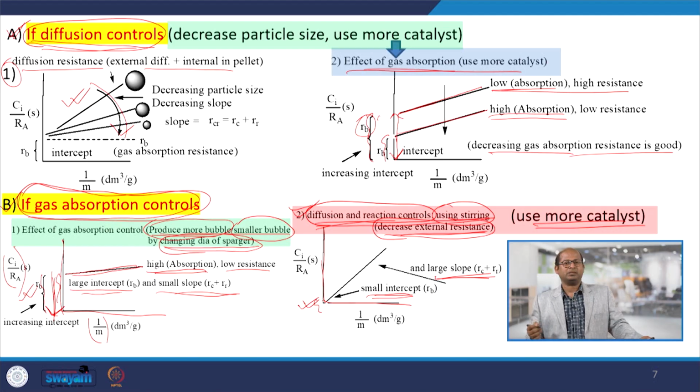So, this is how the particle size or particle diameter affects the total resistance for a slurry reactor or multi-phase reactions, when we are dealing with a gas, liquid and solid system. Depending upon that, we can control a particular system based on the experimental results. Okay, I think it is clear.